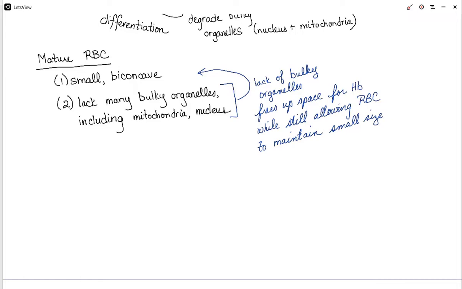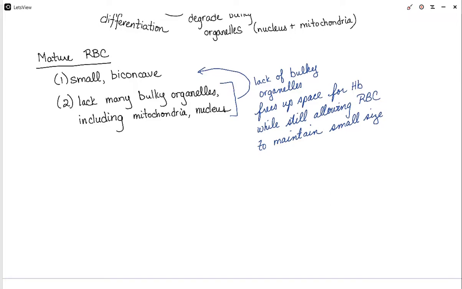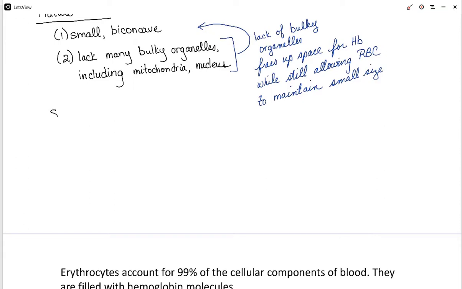So now let's get into the more difficult question. Why does it need to be small and biconcave? What's all that about? So in order to understand that, we have to get to something called surface area to volume ratio. It's a totally different concept that actually comes back in multiple forms in anatomy, not just here. But again, it's a concept called surface area to volume. Okay, surface area to volume ratio.